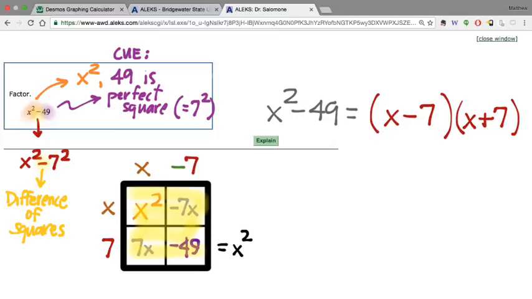My x squared is going to survive because there's nothing to combine with it. Likewise, my minus 49 is going to survive because there's nothing to combine with it. But my other terms are going to carry through. I'm going to get a minus 7x from the top right and a plus 7x from the bottom left. And what happens to those? They cancel each other. They have equal and opposite coefficients, so that when we add them together, we get plus 0x, and they cancel. And so that's what makes this method work. This method works because we end up with these two equal and opposite coefficients that when we add them back together, they cancel each other back out.